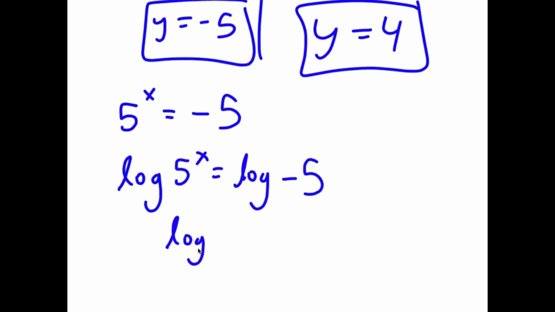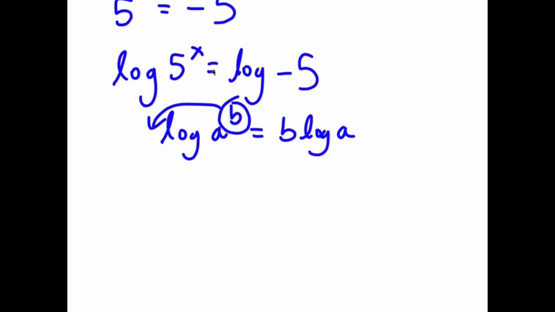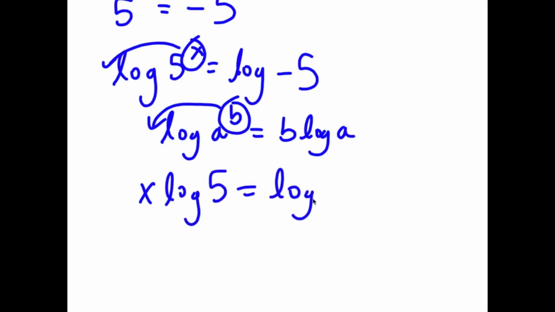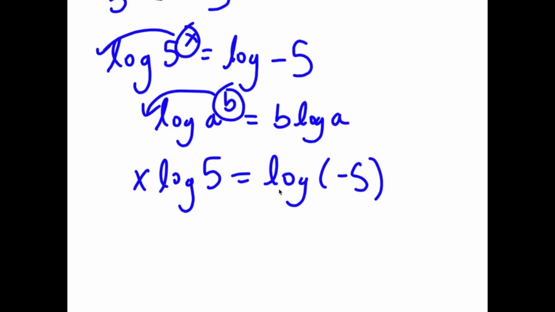Now if I have something in the form log a to the power of b, I can move this exponent of b to the front. So this is equal to b times log a. So log 5 to the power of x, I can move x to the front, so now I have x times log 5 is equal to log negative 5.